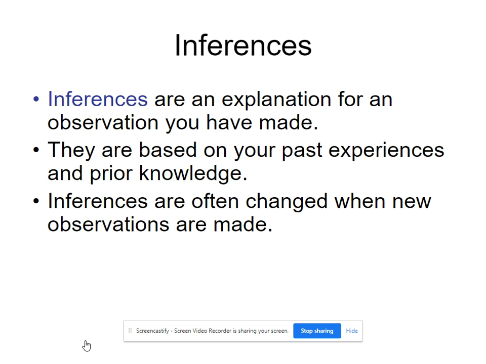Let's talk a little bit about inferences. Now, observation versus inference is a really important distinction to understand in science. An inference is an explanation for an observation that you have made. They are based on your past experiences and prior knowledge. Inferences are often changed when new observations are made. So let me give you an example.